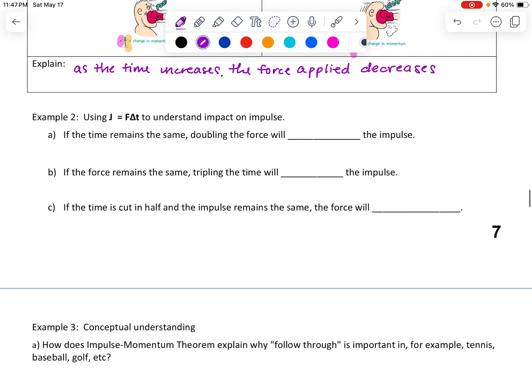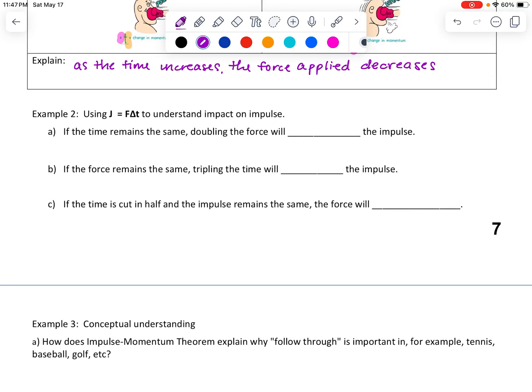Example 2, these are our relationships. So if we use this formula here, J equals F times T, we can see that, remember, J is equal to F times delta T, and it says that the time remains the same, so I'm going to go ahead and take that out of the equation, and what we see is J is proportional to F. Remember, they're on opposite sides of the equation, so this is a direct relationship. So doubling the force will double the impulse.